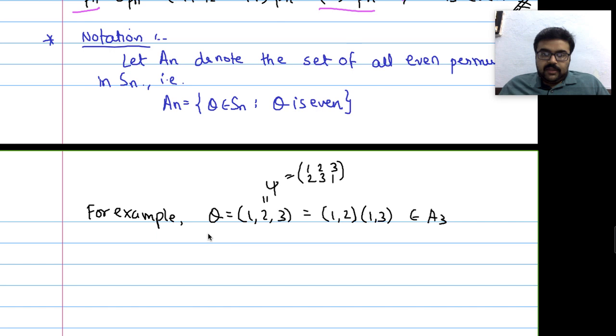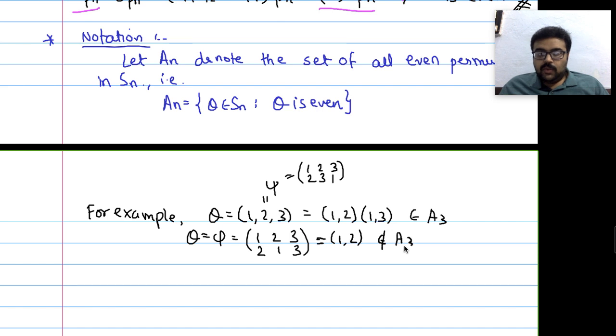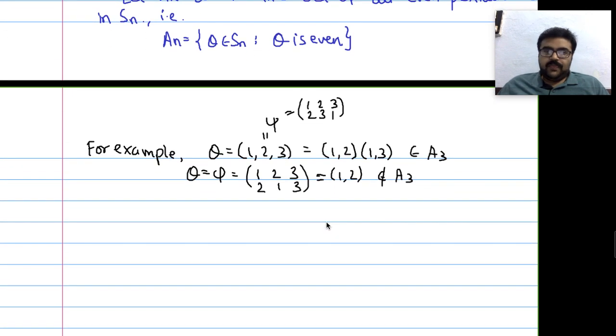But if I write theta as phi, what was phi? Phi was 1 goes to 2, 2 goes to 1, and 3 to 3. So this is nothing but (1 2). Only 1 and 2 are interchanged. So this is not in A3. This is odd because the number of transpositions is 1, an odd number. Here the number of transpositions is even, there are two transpositions. So An is the set of all even permutations.